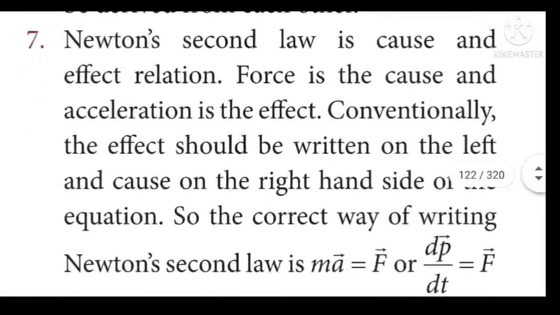Next point, Newton's second law is a cause and effect relation. Here, force is the cause and acceleration is the effect. So, the effect should be written in the left hand side and the cause should be written in the right hand side of the equation. So, the correct way of writing Newton's second law is what? m into a vector is equal to F vector, or dP vector by dt is equal to F vector.